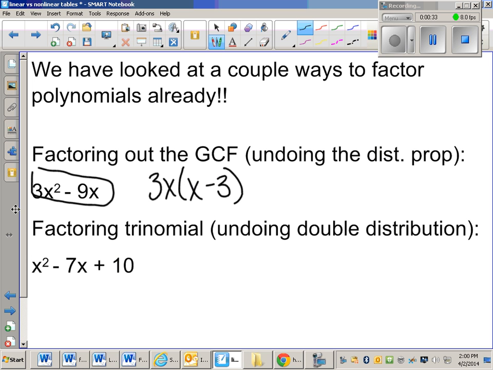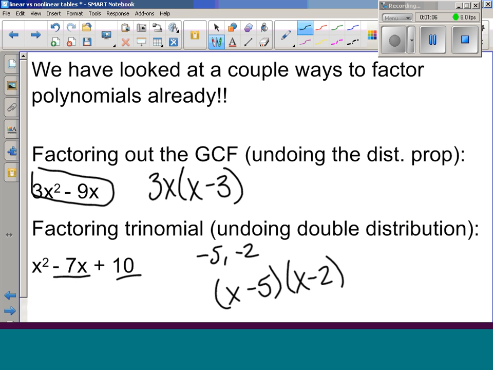So 3x times x gives you 3x squared, and 3x times a negative 3 gives you negative 9x. So that's the first way we learned how to factor. And then we've spent the last couple of days looking at factoring a trinomial, which was undoing double distribution. So that was when we played the game, what multiplies to get c but adds to get b. So if I had negative 5 and negative 2, those multiply to get a positive 10, but add to get a negative 7, so I could factor it by x minus 5 and x minus 2. So those are the two ways that we know how to factor right now.